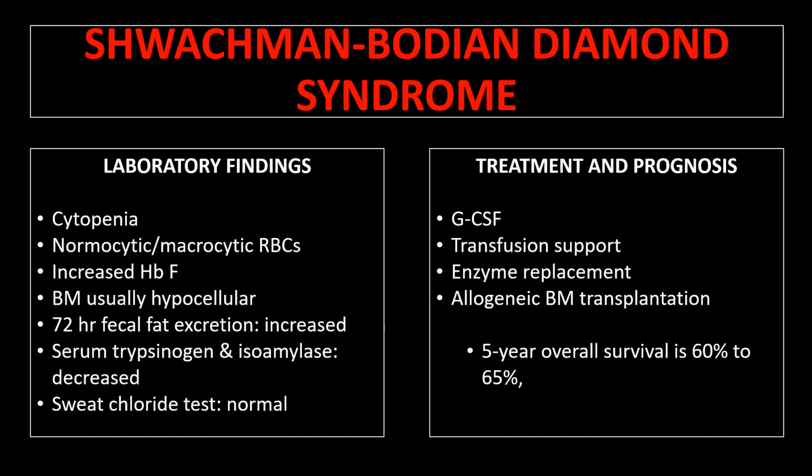So for the treatment and prognosis of SBDS, we give G-CSF for neutropenia. To address the neutropenia, we give granulocyte colony stimulating factor. Then we give transfusion support to address the anemia and thrombocytopenia of the patient, and enzyme replacement for the pancreatic insufficiency. Also, allogeneic bone marrow transplantation can be recommended in patients with severe pancytopenia, or in patients developing acute myelocytic leukemia or myelodysplastic syndrome. For the overall survival of SBDS, there would be 60 to 65% 5-year overall survival for these patients. So take note: G-CSF for addressing the neutropenia, transfusion support to address anemia and thrombocytopenia, and enzyme replacement for addressing the pancreatic insufficiency seen in these patients.